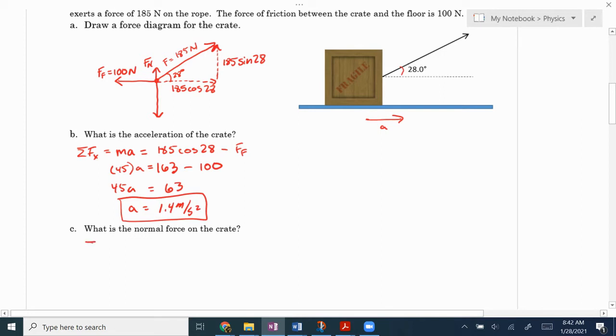Next up, what is the normal force? So sum your forces in the y direction. The forces in the y direction, up and down, the vertical, are going to be 0 because it's not accelerating up and down. We have the normal force, which is positive. We have the 185 sine 28, positive because it's up, and then minus the force of gravity. We're solving for the normal force, so we can add the force of gravity to the other side and subtract the 185 sine 28 to the other side, and that just leaves you the normal force on the right-hand side of the equation.